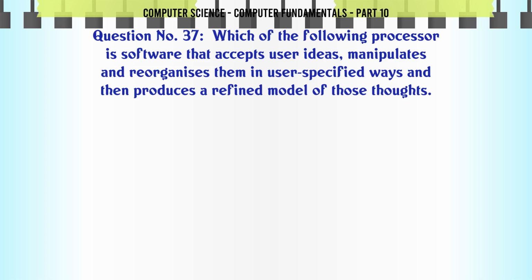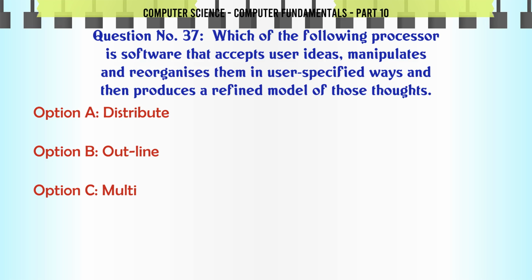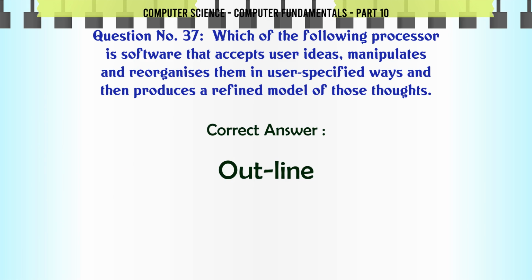Which of the following processors is software that accepts user ideas, manipulates and reorganizes them in user-specified ways and then produces a refined model of those thoughts? A. Distribute. B. Outline. C. Multi. D. Online. The correct answer is outline.